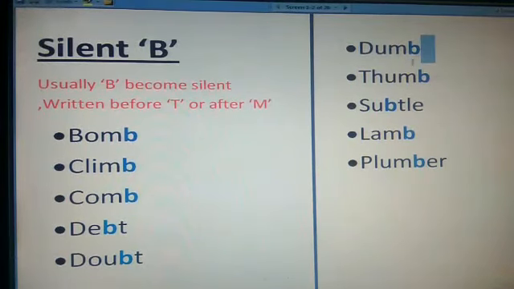Move on to the next. Dumb, thumb, saddle, lamb, plumber.